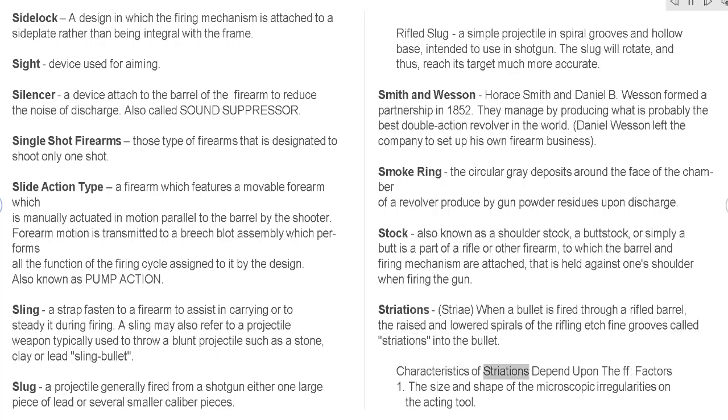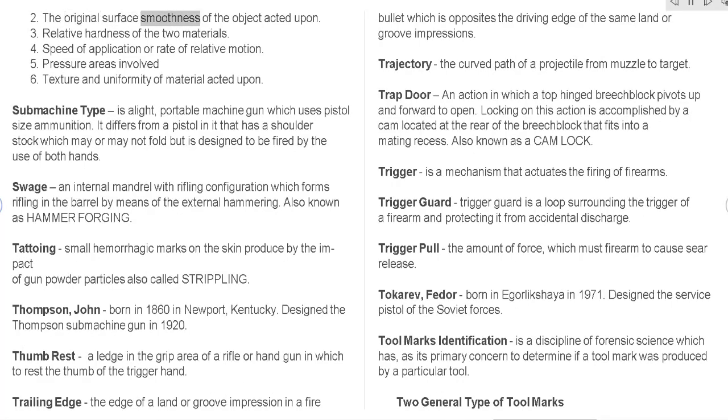Characteristics of striations depend upon the factors. 1. The size and shape of the microscopic irregularities on the acting tool. 2. The original surface smoothness of the object acted upon. 3. Relative hardness of the two materials. 4. Speed of application or rate of relative motion. 5. Pressure areas involved. 6. Texture and uniformity of material acted upon.